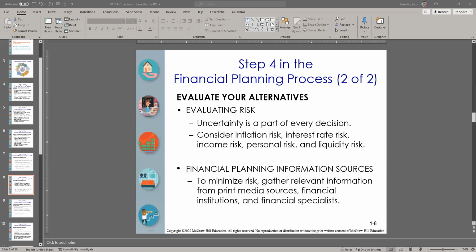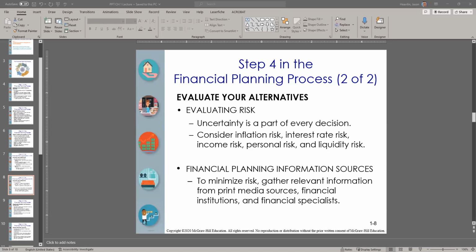Consider in case of money, inflation risk, interest rate risk, income risk, personal risk, and liquidity risk. More on these later, but when it comes to finance, these are the typical risks out of many, many more that we look into. Inflation risk, just what it sounds like. Prices may go up in the future. Interest rate risk, if you're making investments, interest rates may change in the future and you may not be in a good situation depending on what you chose today.